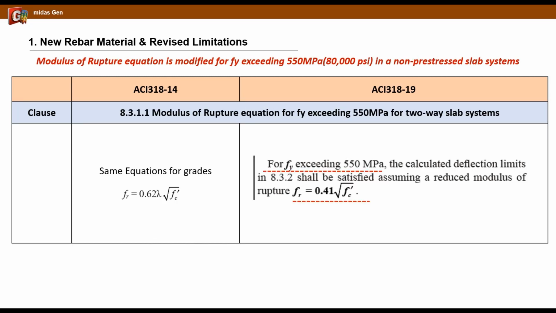ACI 318-19, 8.3.1.1 states that for Fy exceeding 550 MPa, the calculated deflection limits in 8.3.2 shall be satisfied assuming a reduced modulus of rupture, fr equals 0.41 square root of f'c, for two-way slabs. This change leads to higher deflections for Fy exceeding grade 550 in non-prestressed two-way slab systems.